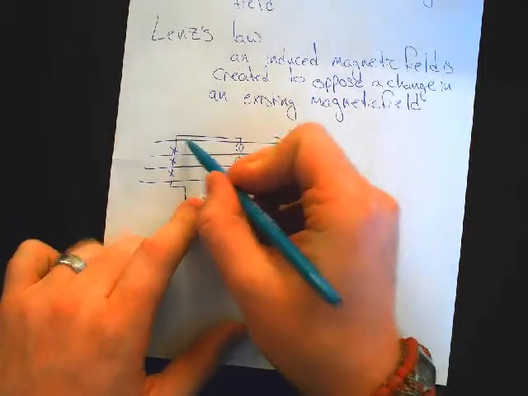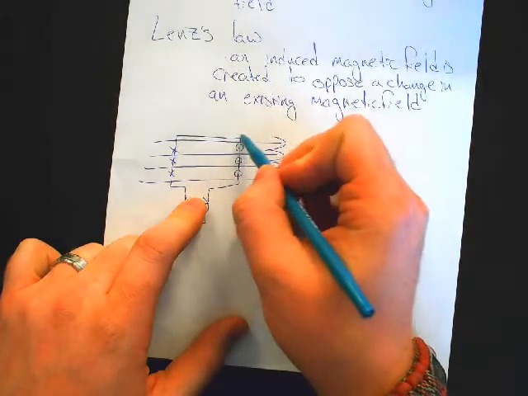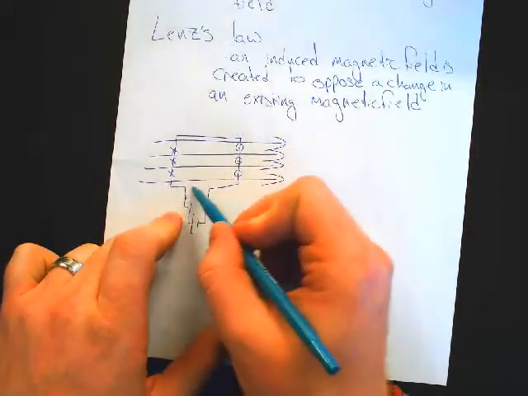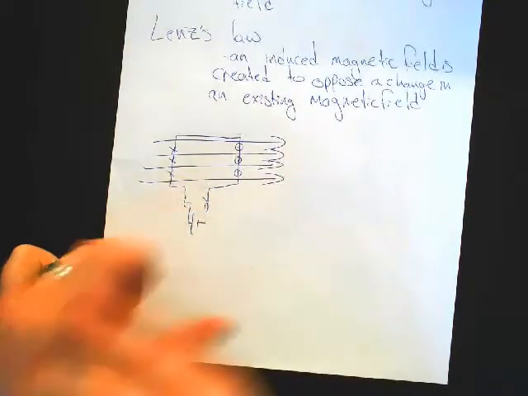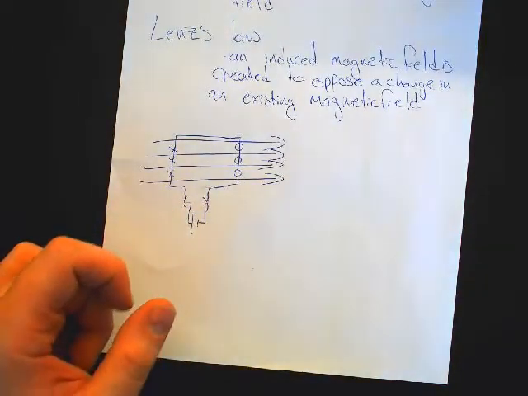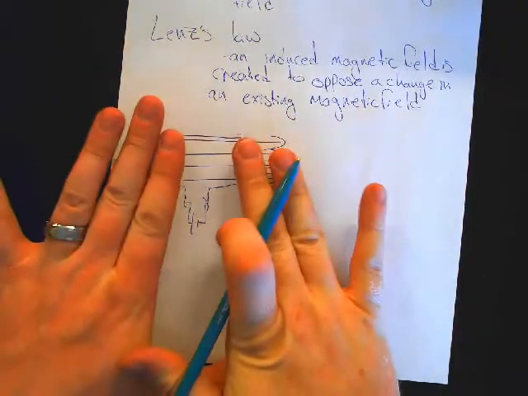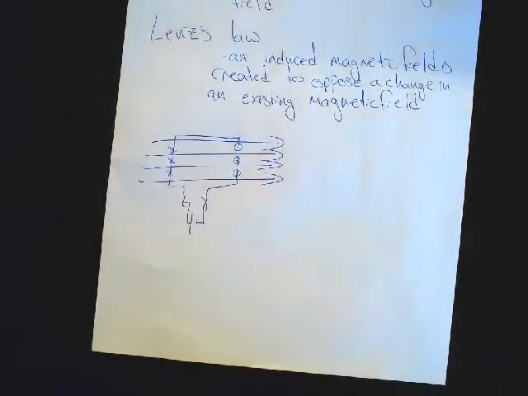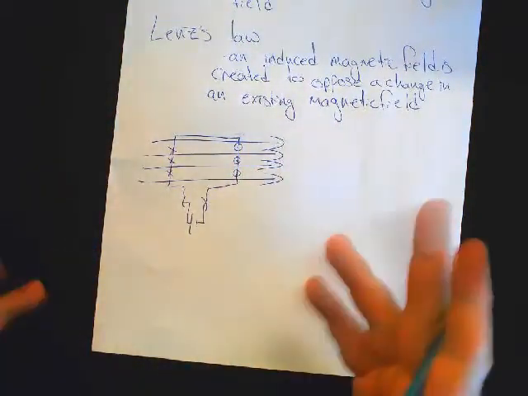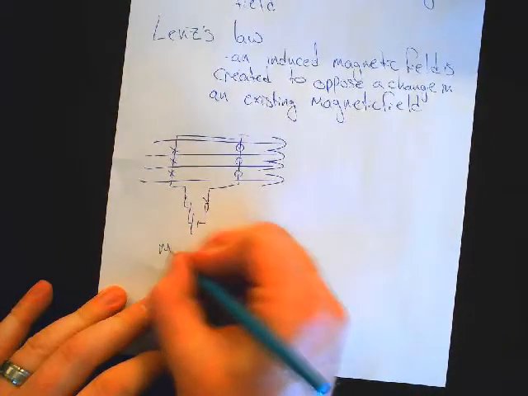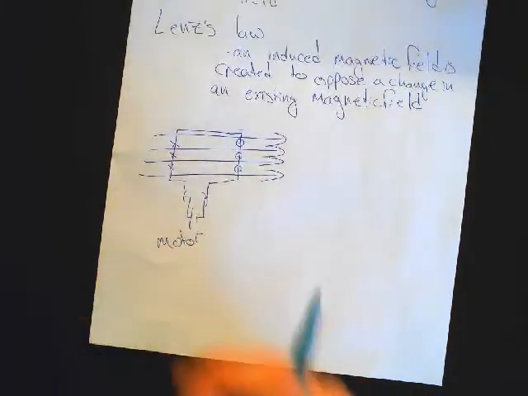What happens here? Why? Parallel to the field, so nothing happens. And I get this to start creating motion. I've got an electric motor, right? Motor. Yeah, Will.